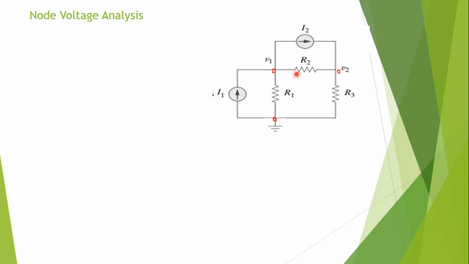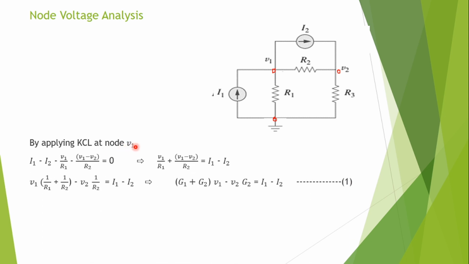So profit is defined by a positive sign and loss is indicated by a negative sign. Based on the same concept, I am considering all the current entering this node as positive and all the current leaving the node as negative. So by applying KCL to node V1, what is the equation I will get?